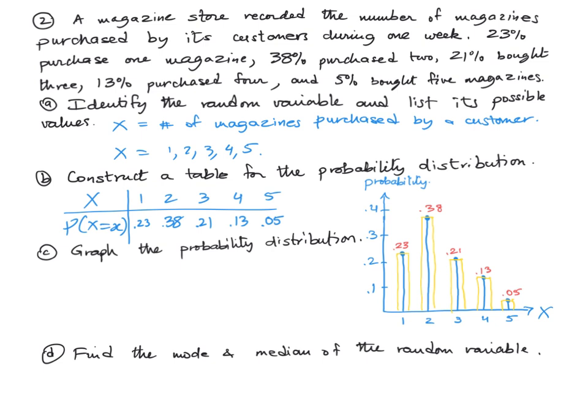So the mode is x equals 2. Now the median. To get the median, the values of the random variable are in increasing order, 1, 2, 3, 4, 5. So we start adding up probabilities until we pass 0.5. Obviously, 0.23, that first number, is not bigger than 0.5, so we haven't reached it yet. But let's add 0.38 to that. Well, 0.23 plus 0.38 is 0.61. So we've now gone from 23% up to 61%.